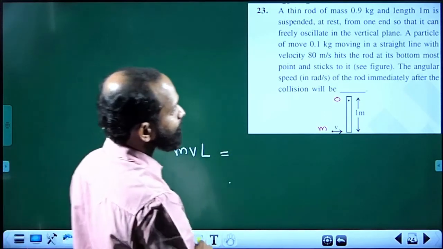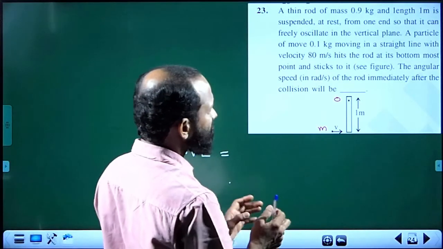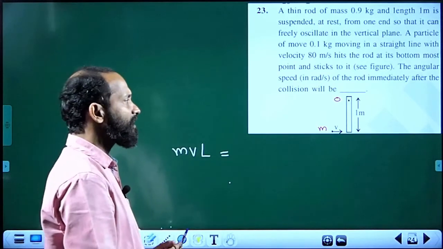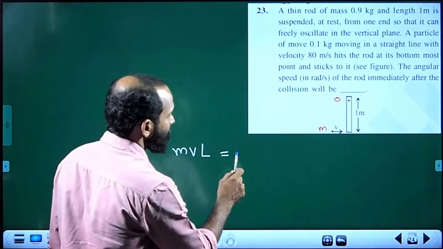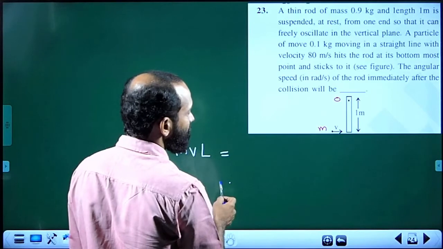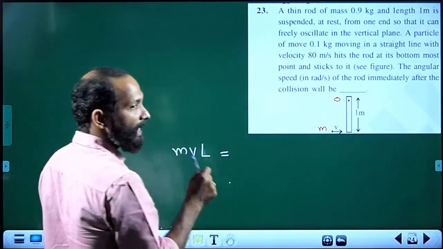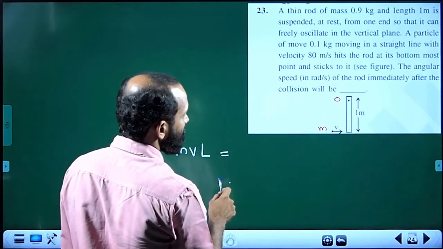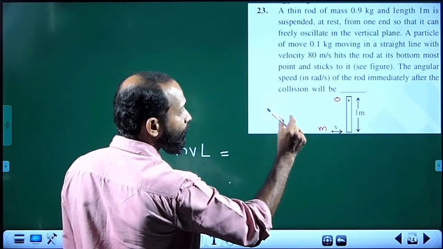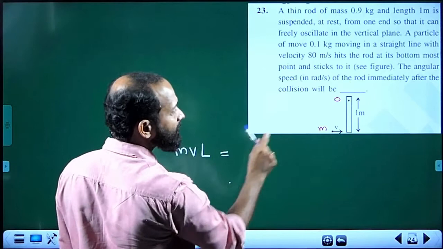The system moves together after it sticks to it. That is a perfectly inelastic collision. Okay, what is the angular momentum? When it undergoes rotation, that is I omega. What is I here? Moment of inertia of the composite system of the rod and the stuck particle.